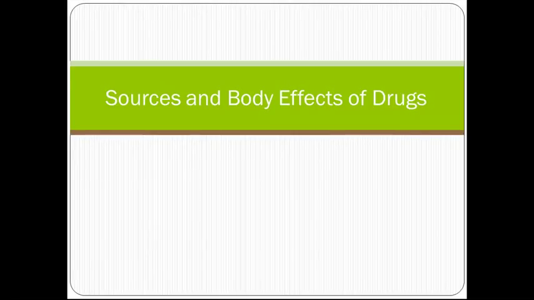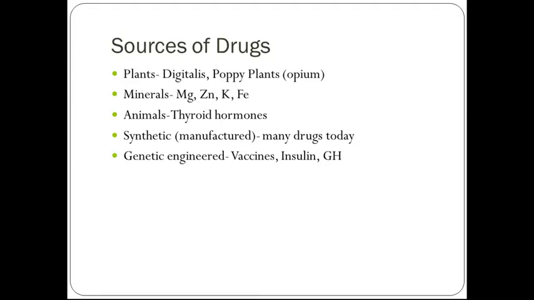Sources and body effects of drugs. There are 5 main sources of drugs. The first one is plants. Typically we get our digitalis for digoxin, and then poppy plants, which produce opium for our opioid analgesics. The second category is minerals, such as magnesium, zinc, potassium, and iron.